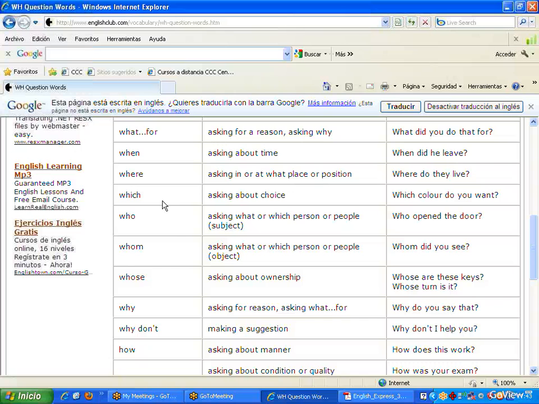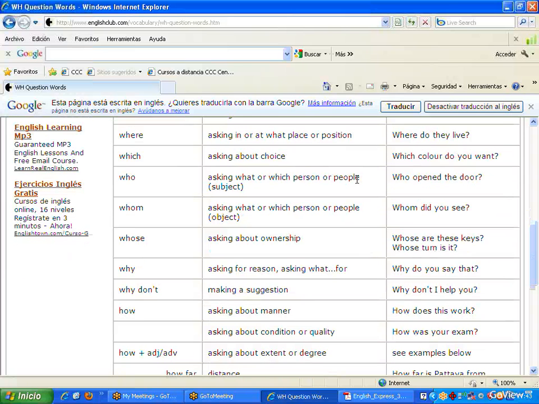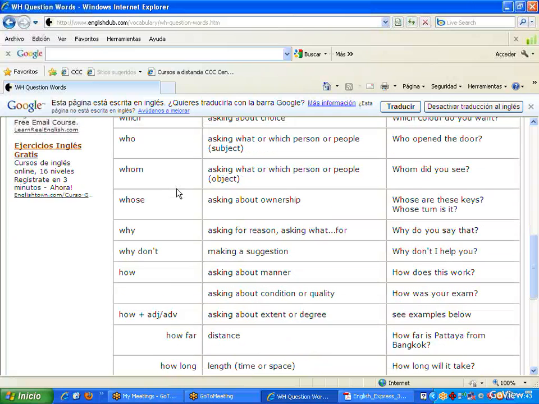Okay. Who, we're going to look at who a little later, okay, in this exercise. Who and whom and whose. And why, por qué, asking for reason. Why do you say that? Why is the sky blue?